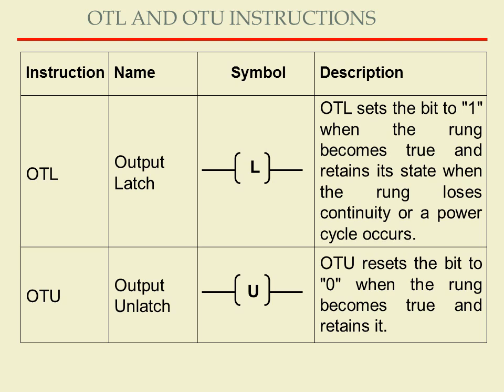Next, OTL and OTU instructions are given here. OTL is output latch, its symbol is shown here. OTL sets the bit to 1 when the rung becomes true and retains its state when the rung loses continuity or a power cycle occurs. Next is OTU, that is output unlatch, its symbol is given here. OTU resets the bit to 0 when the rung becomes true and retains it.